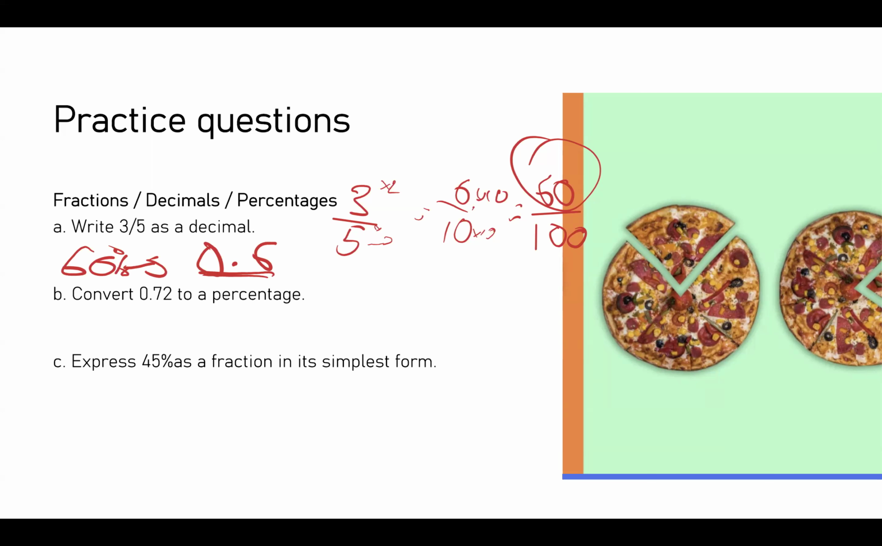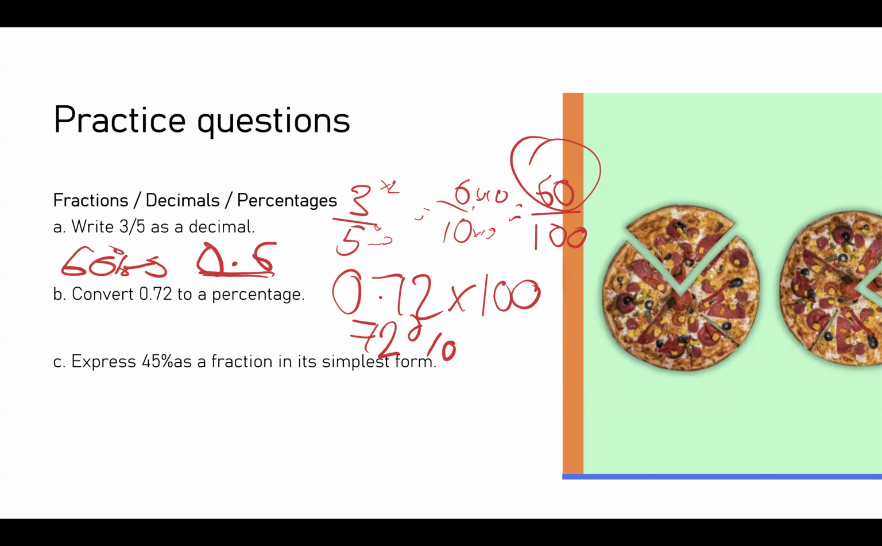Convert 0.72 to a percentage. We can just multiply it by 100, which equals 72%. To find out the percentage, all we do is multiply it by 100. And then express 45% as a fraction in its simplest form.